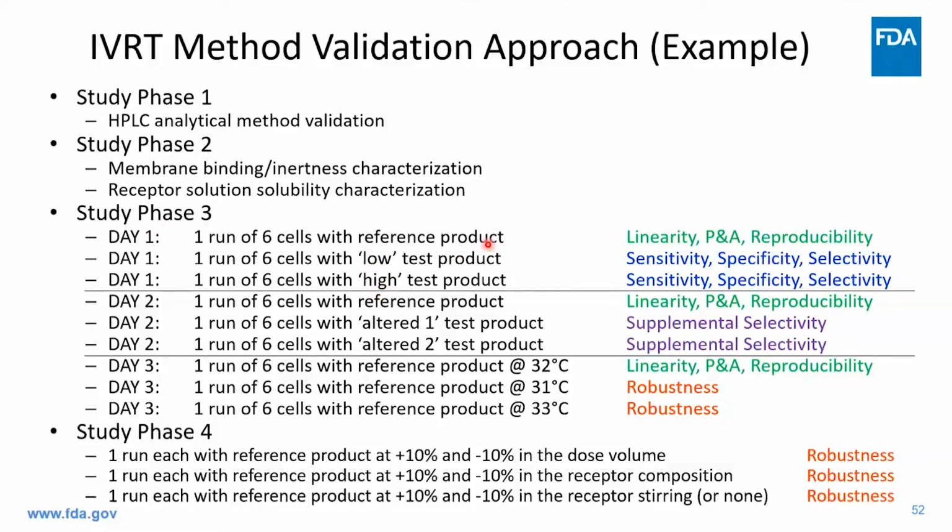On day two, you're doing a run with the reference product again, so you're beginning to get some reproducibility information here. And this will also tie in when you do this a third time, you'll have 3 runs, and you'll be able to get your linearity and other information from here. But here you can do the altered test products, and so we get that supplemental selectivity. And then on day 3, with your reproducibility run, you can also look at some robustness. This is just examples. There are other things that you can also do with some of the robustness testing here.